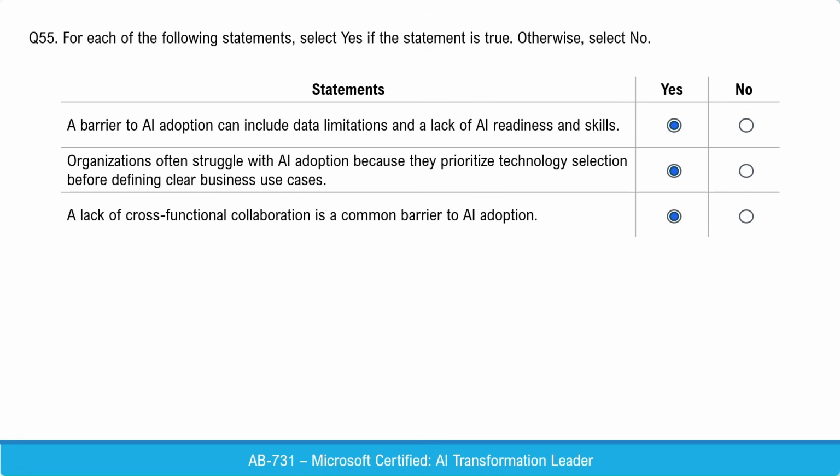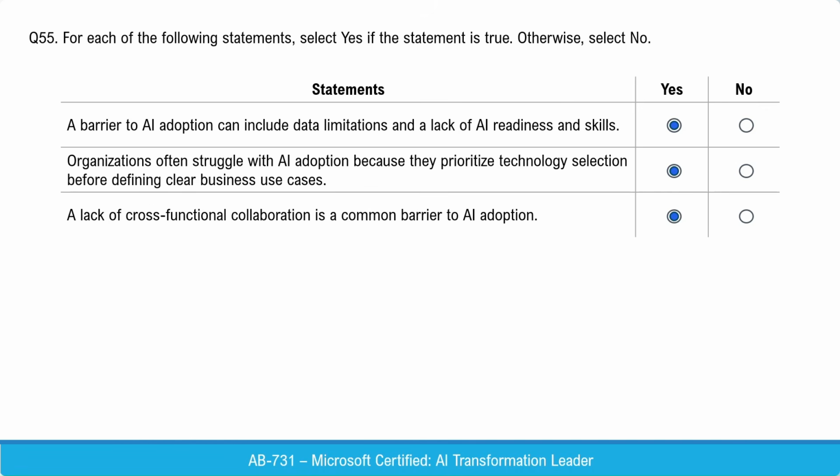Next statement. Organizations often struggle with AI adoption because they prioritize technology selection before defining clear business use cases. Well, that is also correct. Many organizations make the mistake of choosing technology first before defining the business problem. This leads to solutions that do not deliver real value. A better approach is to start with clear use cases and then select the right technology.